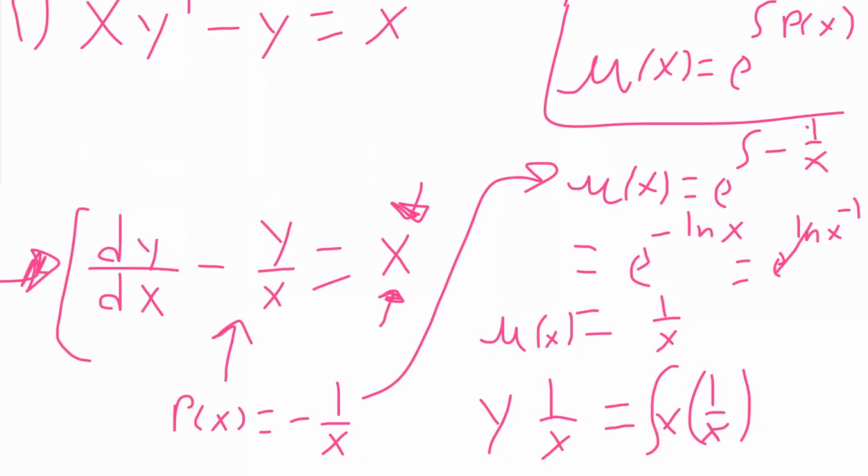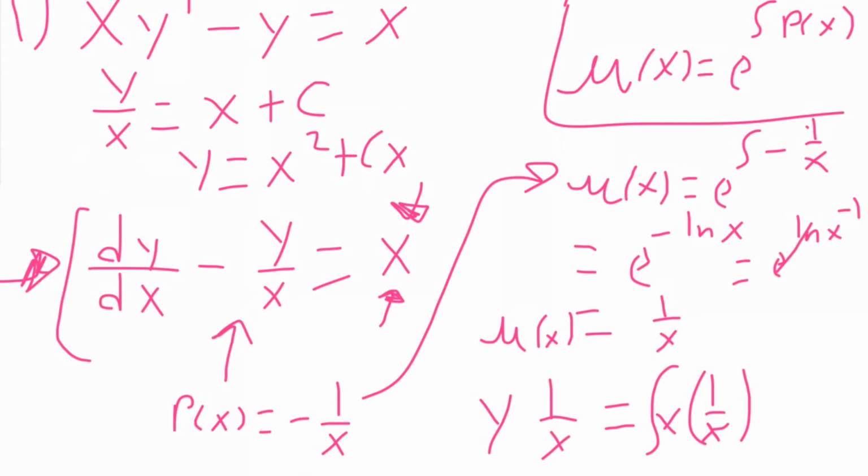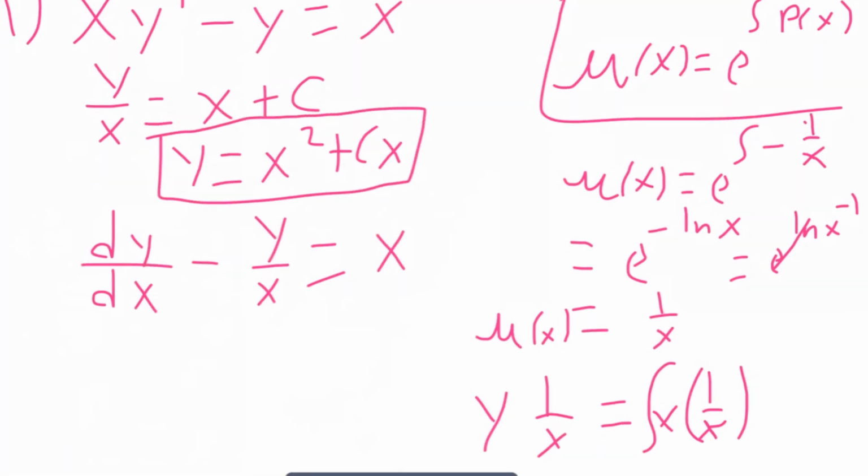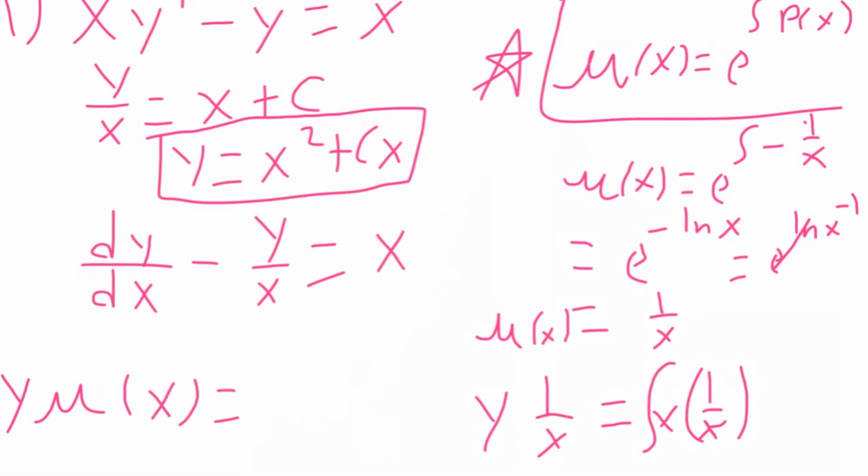To proceed with the problem, you have y over x is equal to the integral of just 1, because x over x is 1. And that's just x plus c. Then you're left with y is equal to x squared plus cx, and that's your general solution. So generally what you need to do is find mu of x, then do y mu of x is equal to the integral of q of x times mu of x. As I said before, q of x is just this side of the equation.